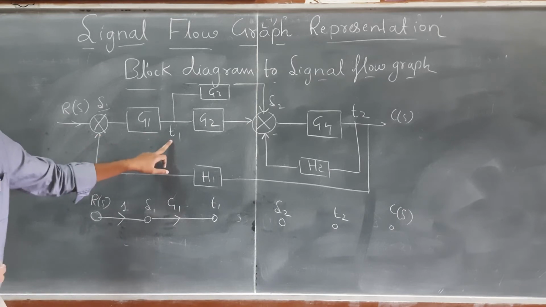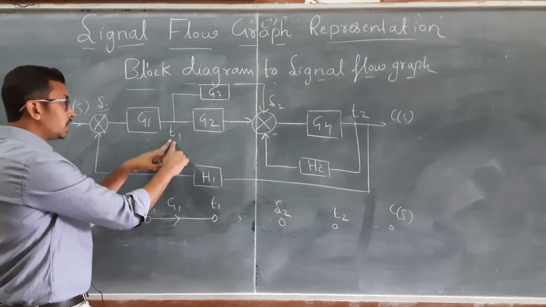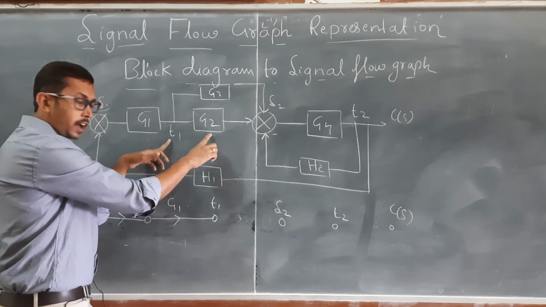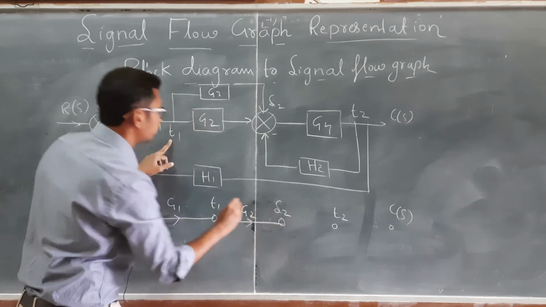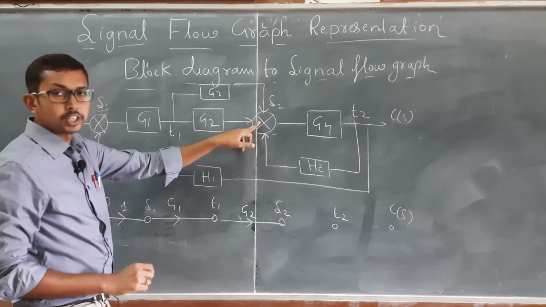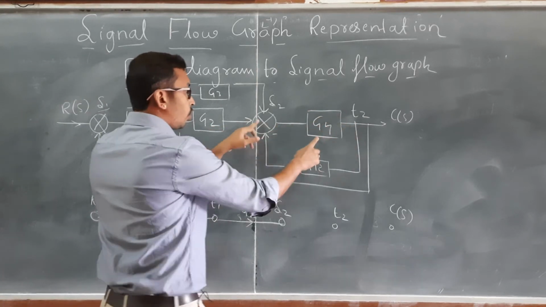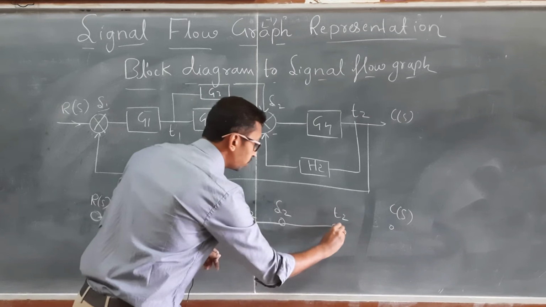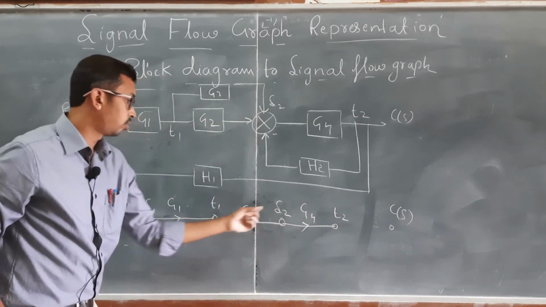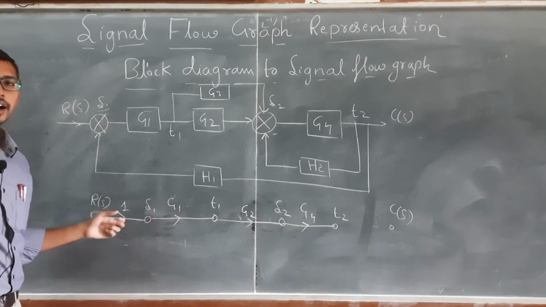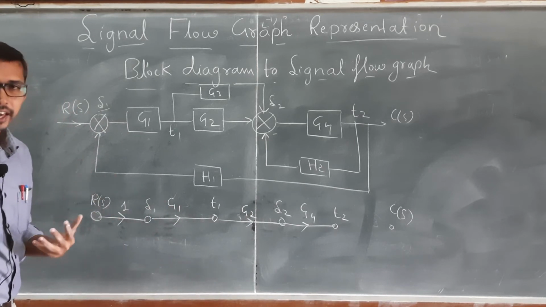So first I am going to write the forward path. Between T1 and S2, what we have? G2. So we are going to represent the G2 over here. Next, between summing point 2 and takeoff point 2, we have G4. I am going to represent the G4 like this. So this G4, G2, G1 and 1 are called branch gains.